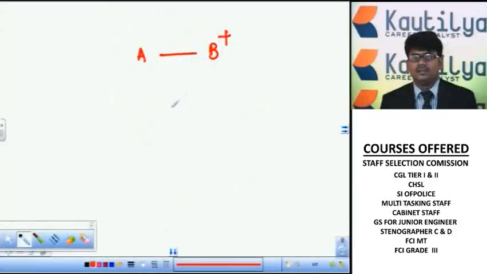Here the person B is clearly a male person, and for A we don't know the gender, male or female. The representation of A and B is in a horizontal line. That means both are siblings. A is a sibling of B, and B is a brother of A here clearly.